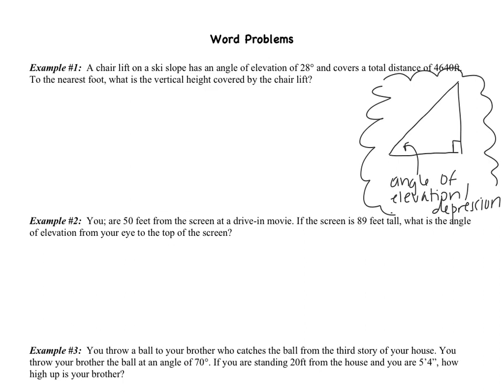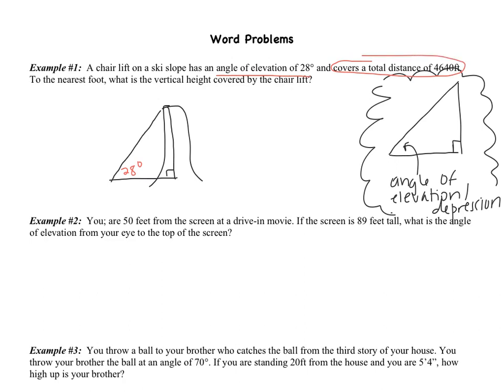It says a chairlift on a ski slope has an angle of elevation of 28 degrees and covers a total distance of 4,640 feet. To the nearest foot, what is the vertical height covered by the chairlift? Okay, so we need to think about how this situation goes. We have some little hill, and we have this ski lift that takes you up the hill to the top. Notice right here is where that right triangle comes in. We're told we have an angle of elevation of 28 degrees. Again, an angle of elevation or an angle of depression always goes at the bottom. It then says that the chairlift covers a total distance of 4,640 feet.